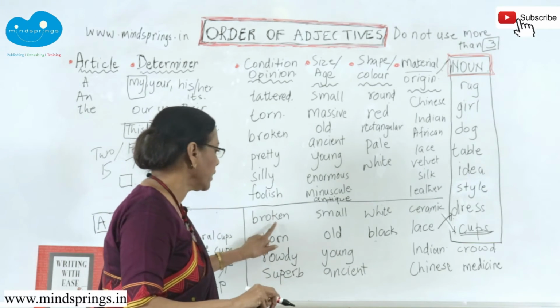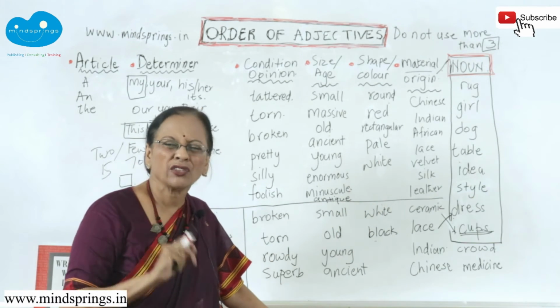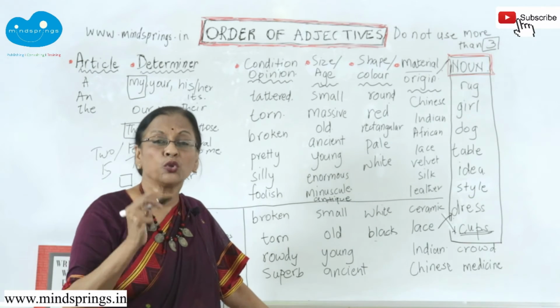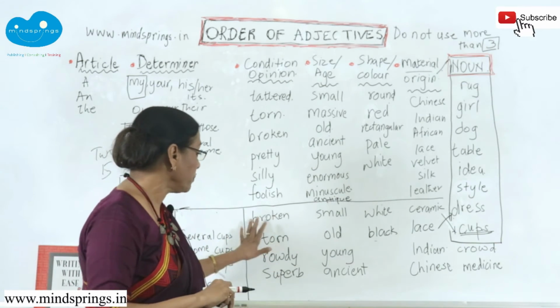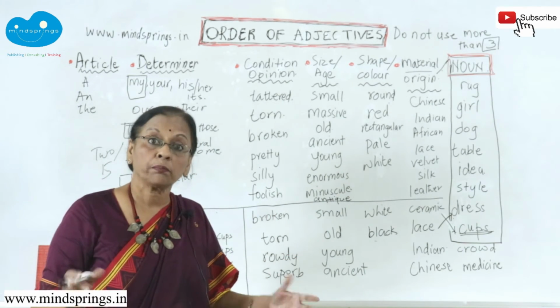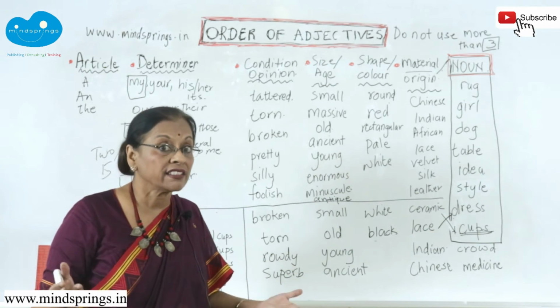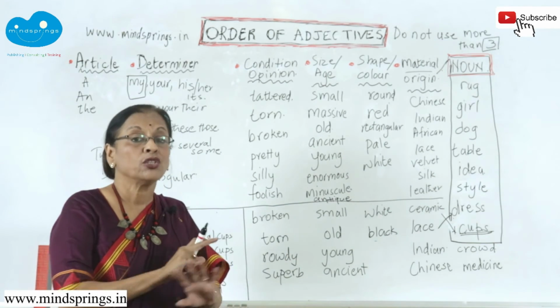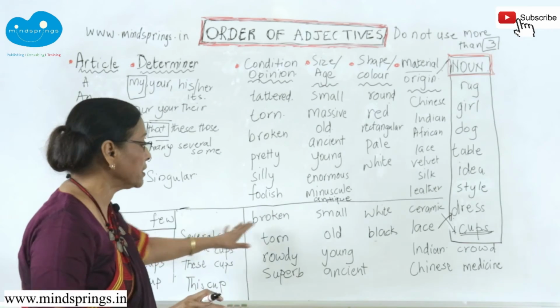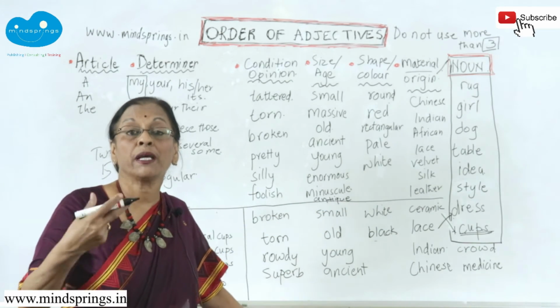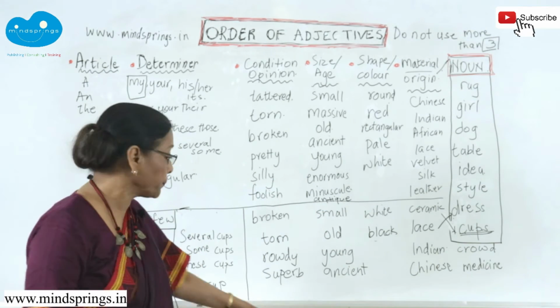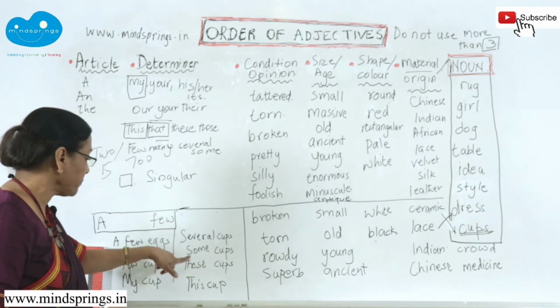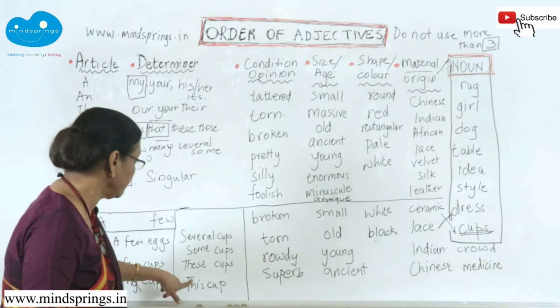अब कितने हो गए? 1 2 3 4. 4 की जरूरत नहीं है, 3 बहुत हो गया, 2 भी बहुत हो गया. अगर आपने, if you write broken ceramic cups, it is good. Broken white ceramic goods, it is excellent. So don't do more than 3. But I am just using these 4 because I am demonstrating the order to you. Okay?